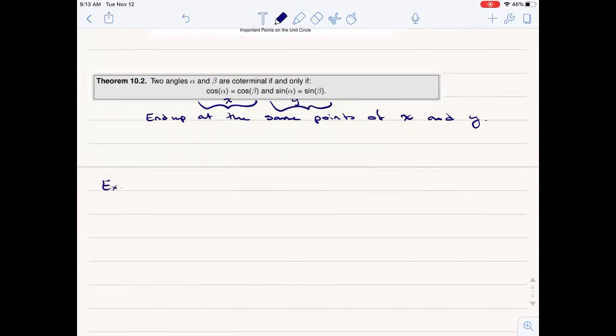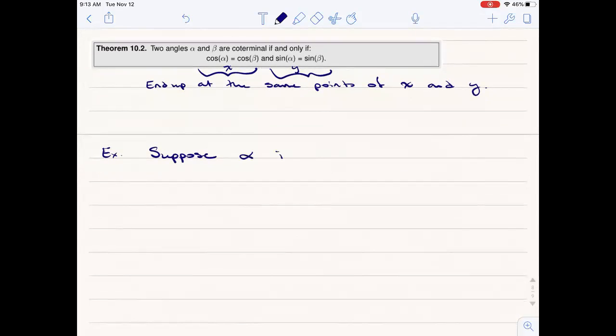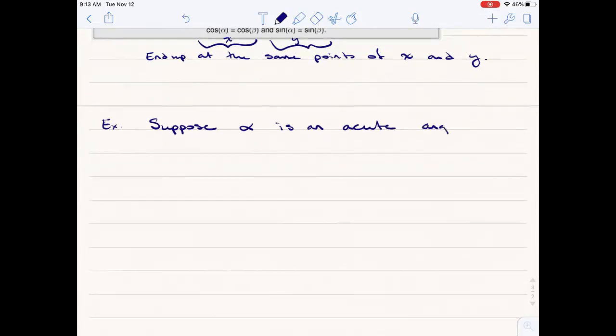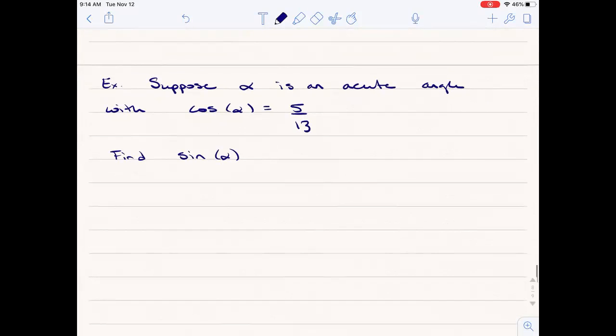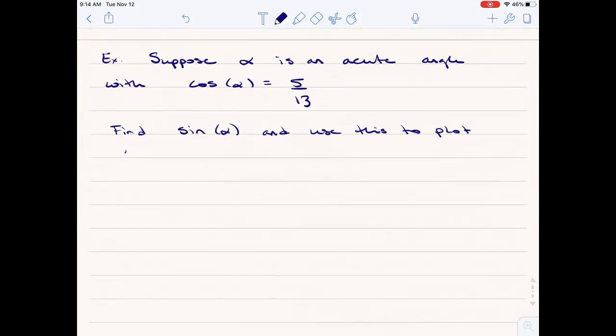Let's do an example. Suppose alpha is an acute angle with the cos of alpha equal to 5/13. We're going to find the sine of alpha and use this to plot alpha in standard position.